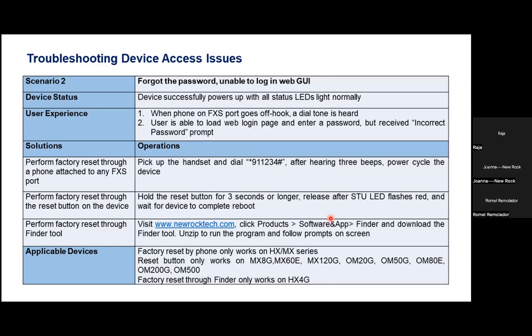Then another way is to use the factory reset through the Finder tool. Generally, with this Finder tool, we can only reset the smaller device, which is our HX4G, because the HX4G doesn't have a reset button on it. All other devices we have do have the reset button, which is very convenient. However, for our small device, the HX4G, we don't have one, so we can use our Finder tool.